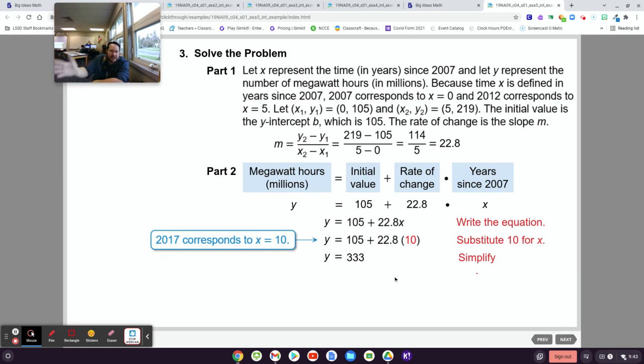If you have any questions, make sure to ask in class as you're working through these. If you understand y equals mx plus b, that will be half the battle on these assignments.